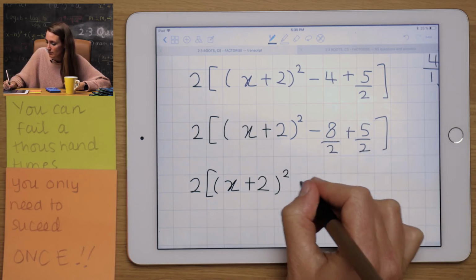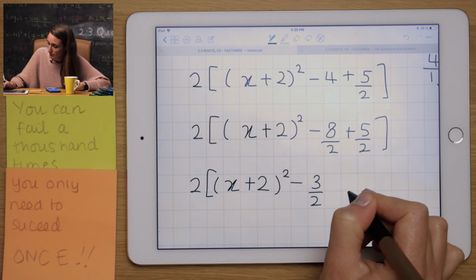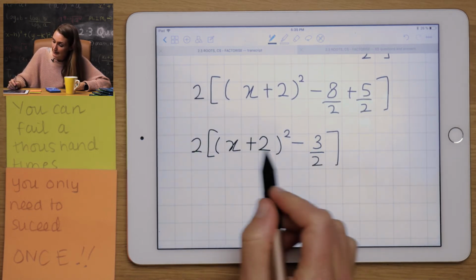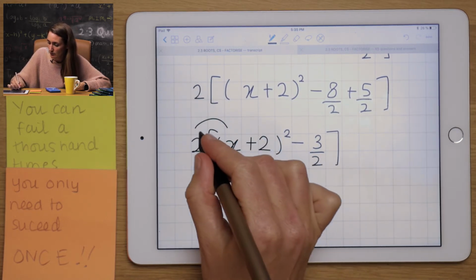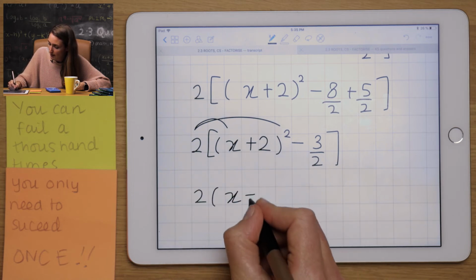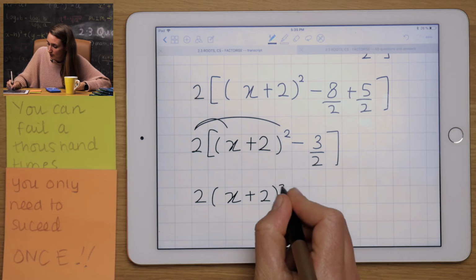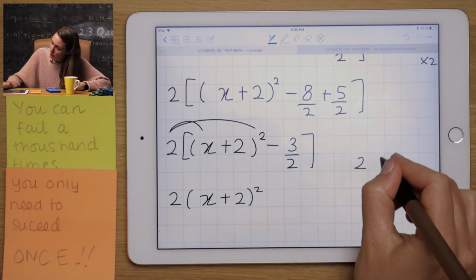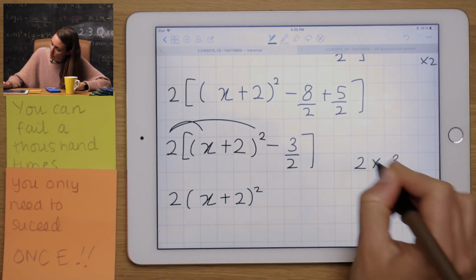Minus 8 plus 3 is minus 3 over 2. And now you can multiply the 2 back in, just like you would do normally. Here you'll just have the 2 outside of the x plus 2 squared. And there you're going to have 2 times 3 over 2.